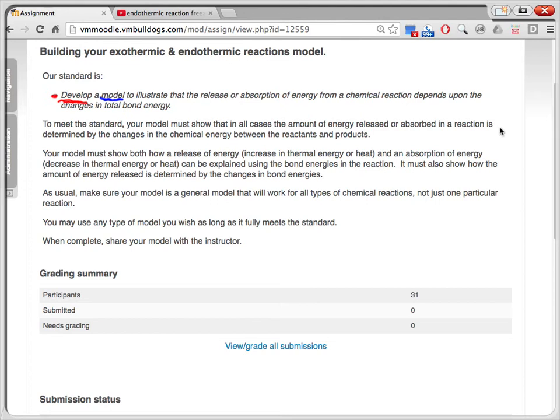And so those models can be physical models you build, they could be mathematical models, they could be graphical models, they could be diagrams. You can use any one of these. But our goal is to show, to illustrate, that the release or absorption of energy, and so release or absorption of energy is another way of saying if it releases energy, then it's going to be an exothermic reaction. If it absorbs energy, then it's going to be an endothermic reaction. And so that's what we're saying here, is that to show that if the reaction is exothermic or endothermic depends on what? The changes in total bond energy.